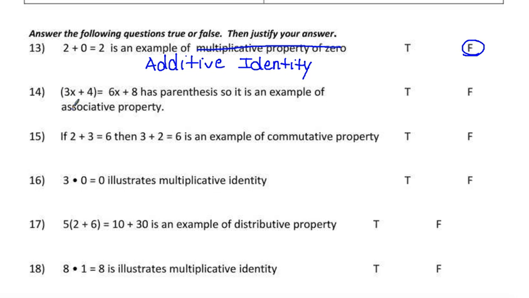And then same thing with number 14, 3x plus 4 equals 6x plus 8. It has parentheses, so it's an example of the associative property. Well, this is not an example of the associative property. This is actually, and there should be a little 2 squeezed in there. That's our fault. This is not an example of the associative property. This is actually an example of the distributive property because it would be outside times the first, outside times the second. 2 times 3 is 6. 2 times 4 is 8. So this should say the distributive property.